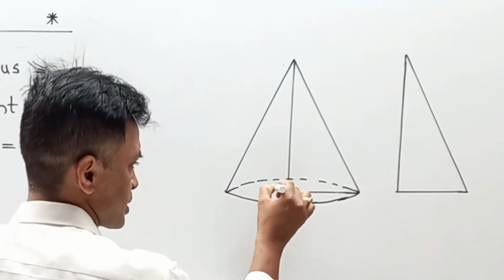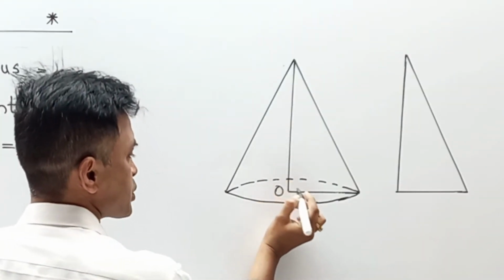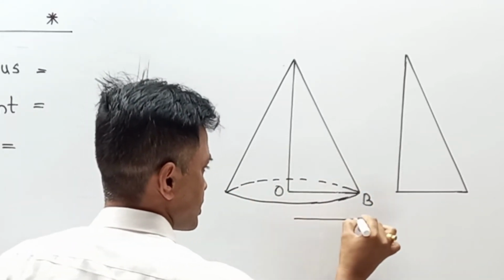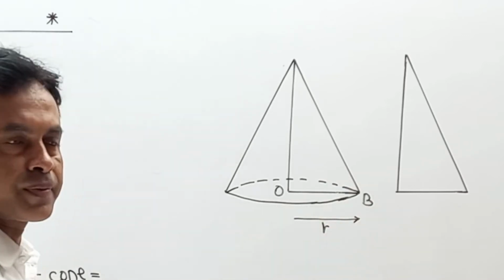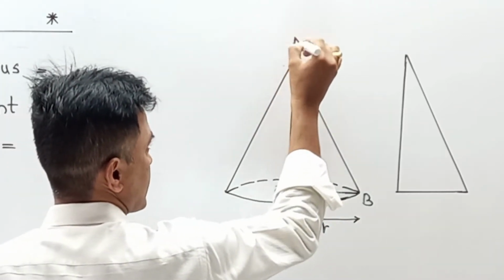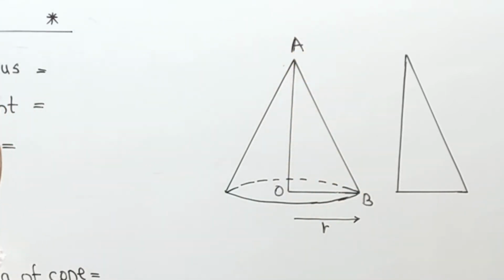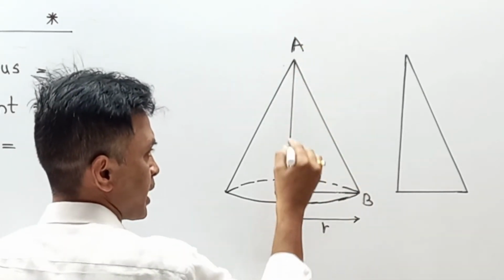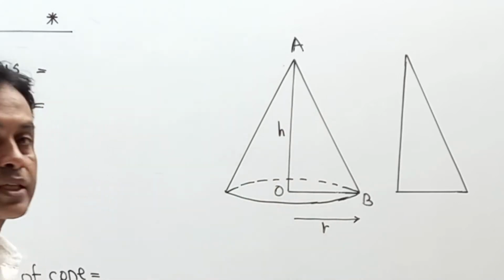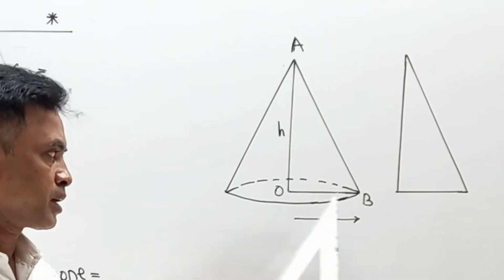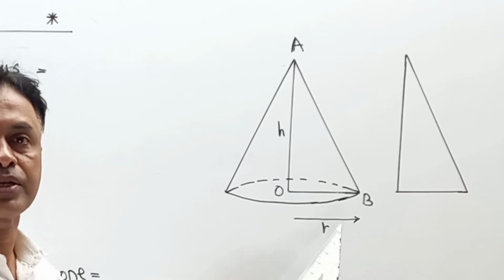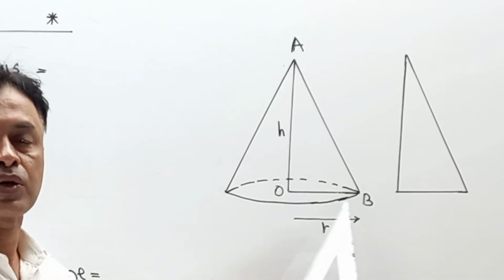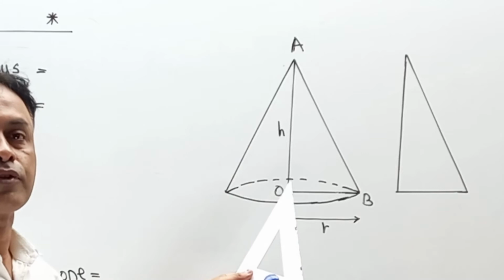Let us say O is the base position and O to B is the radius of this cone. So the radius of the cone is OB. Now O to A, I am going to call it the perpendicular height or vertical height. Remember, the radius of a cone is always indicated by R and its vertical height is always indicated by H. So these are the two first terms we must understand. OB is the radius of the circle at the base of the cone, that's why it is called the base radius, and H is the vertical height of the cone.